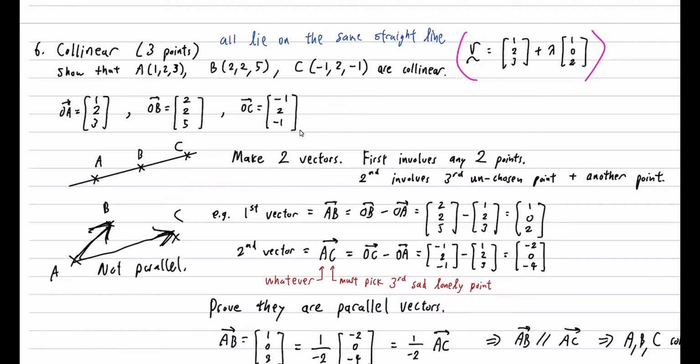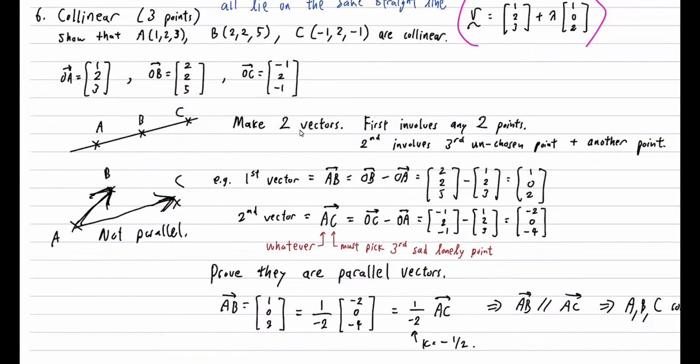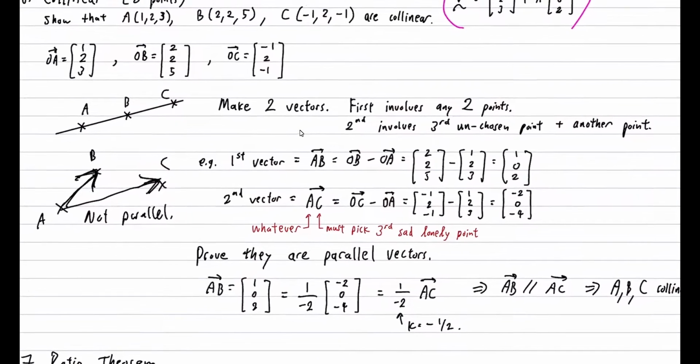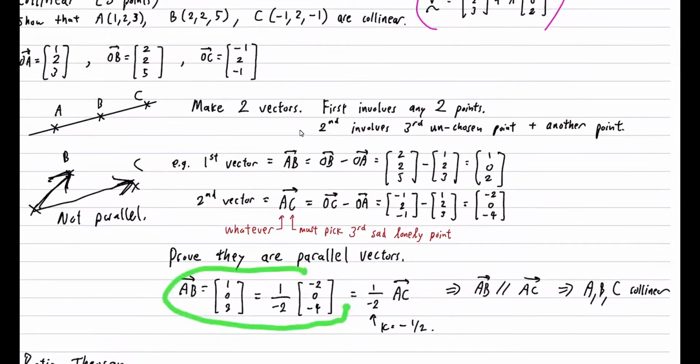So in contrast, if you got 3 points which are collinear, vector AB and vector AC must be parallel. So that's what we're gonna do. Prove they are parallel. Then we can immediately conclude they are collinear. You can also check the working here.